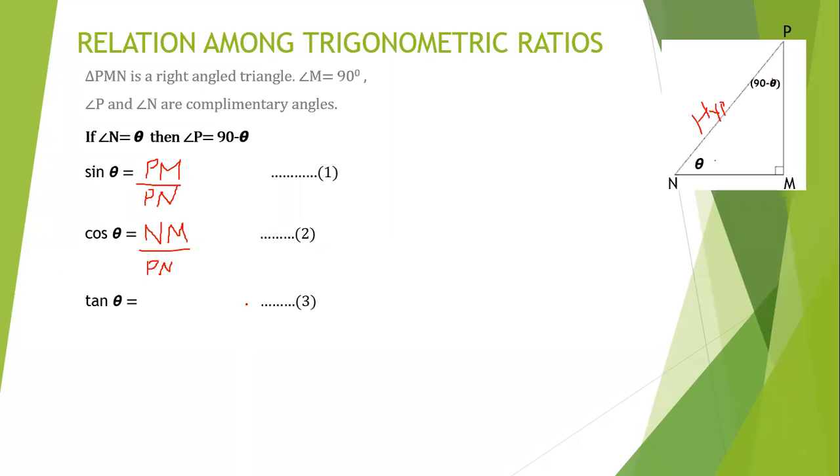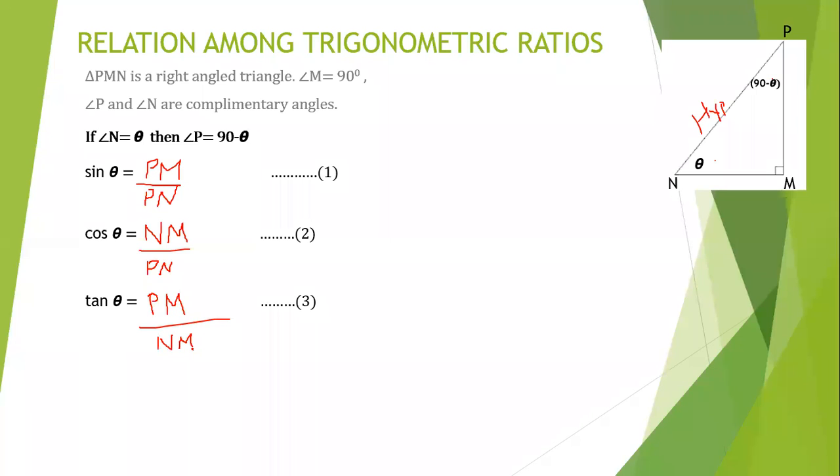Now let us find the third one, that is tan theta. The formula for tan theta is the opposite side of angle theta upon the adjacent side of angle theta. So the opposite side is PM, so I'm writing here PM upon the adjacent side, which is NM, right? So I'm writing here NM. So this way we got sine theta, cos theta and tan theta.